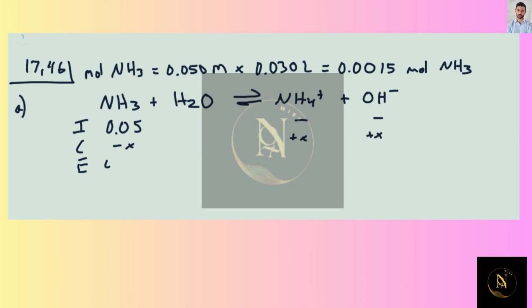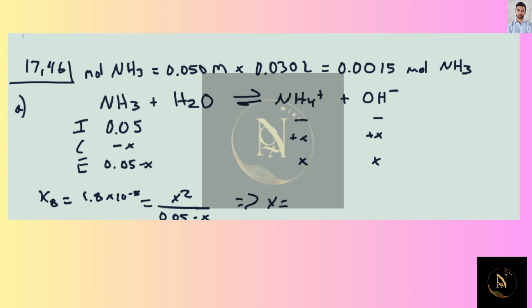And add X to both sides. So we get an equilibrium of 0.05 minus X, X, X, so we can set this equal to the Kb, which is equal to 1.8 times 10 to the minus 5, which is equal to x squared over 0.05 minus x, which we disregard, and we get x is equal to 9.49 times 10 to the minus 4.